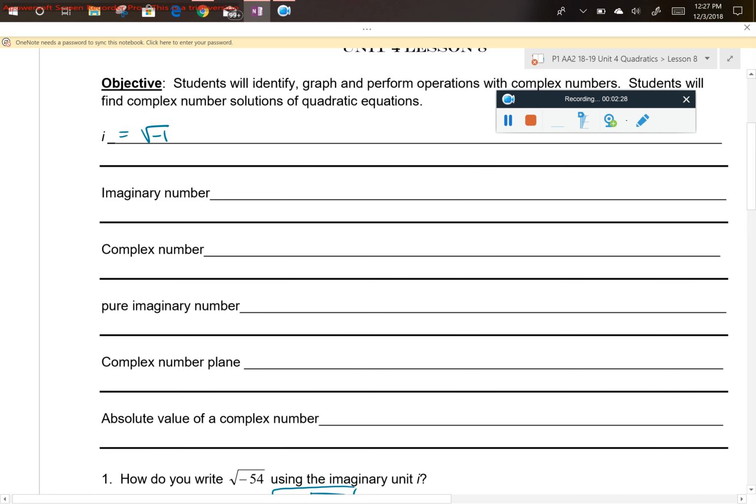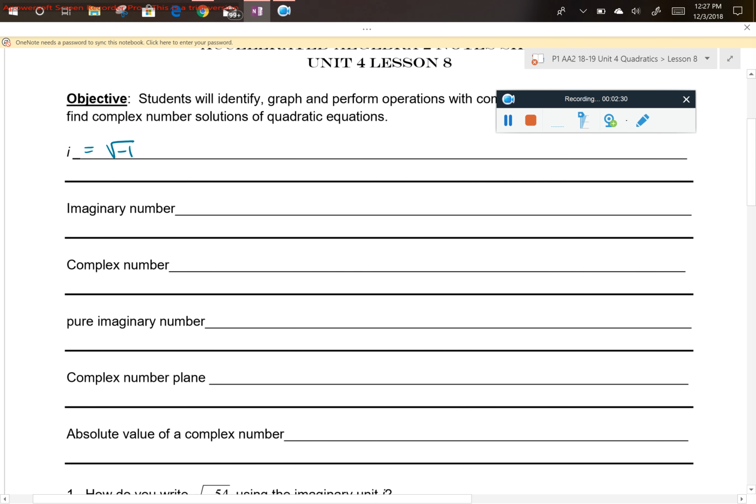So let's just go back and give a couple of definitions. An imaginary number is a number in bi form. So it's any number which contains i. A complex number is any number in a plus bi form. So we describe that as having a real part and an imaginary part.